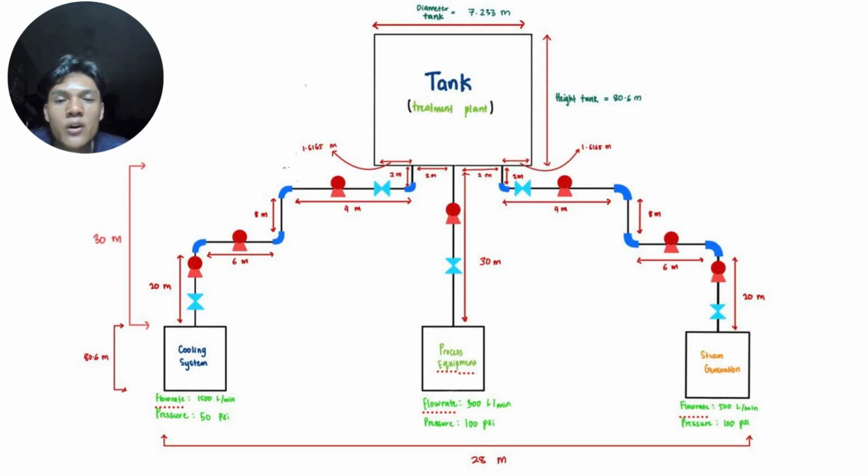This is our diagram for the water network layout at the oil and gas company. For more information, it will be presented by Manisha. So I pass this to the presenter, Manisha.